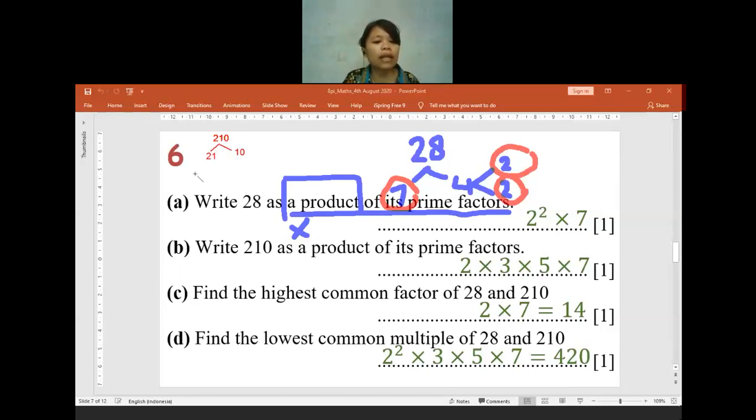That's why for the final answer I will have it as 2 times 3 times 5 times 7.